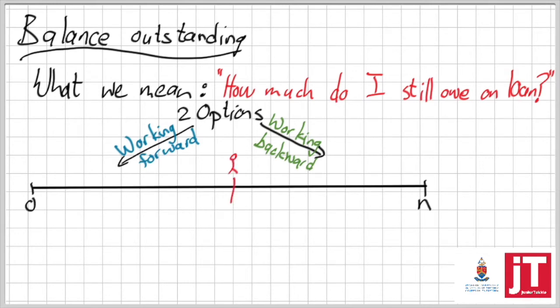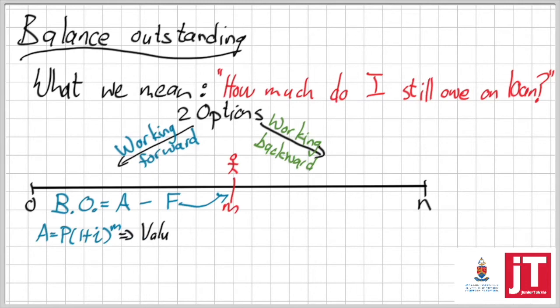So basically, if I'm standing at point M and I want to know the balance outstanding, working forward means I look at everything that has happened before. In other words, the home loan that was taken and all the payments that were made, I'm working them forward to the point M. Or the second option, okay, let's first finish off the first option.